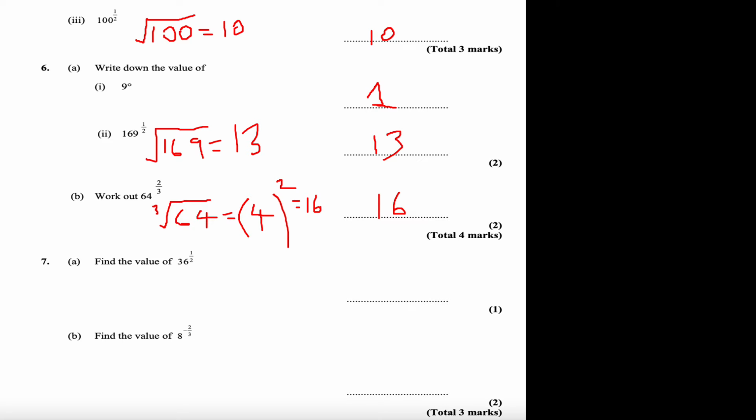So 2/3 means, so it's the cube root, so that's the root that I take. And then the number on the top, on the numerator, well, that's just a normal power. So it's a normal power.